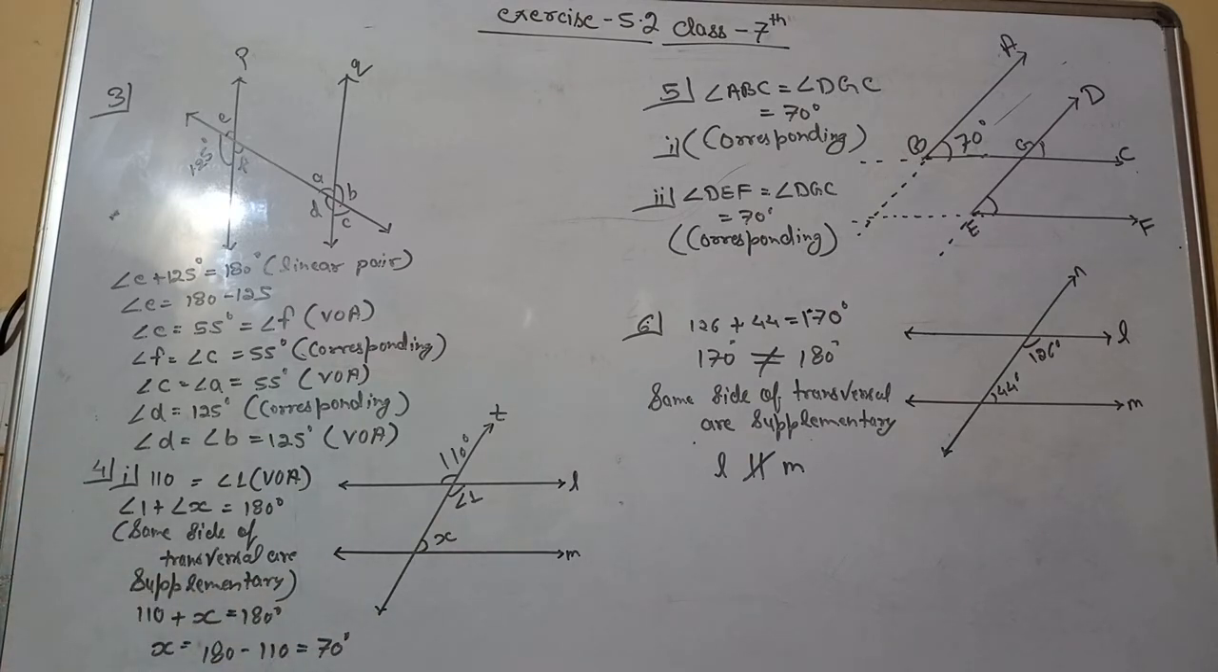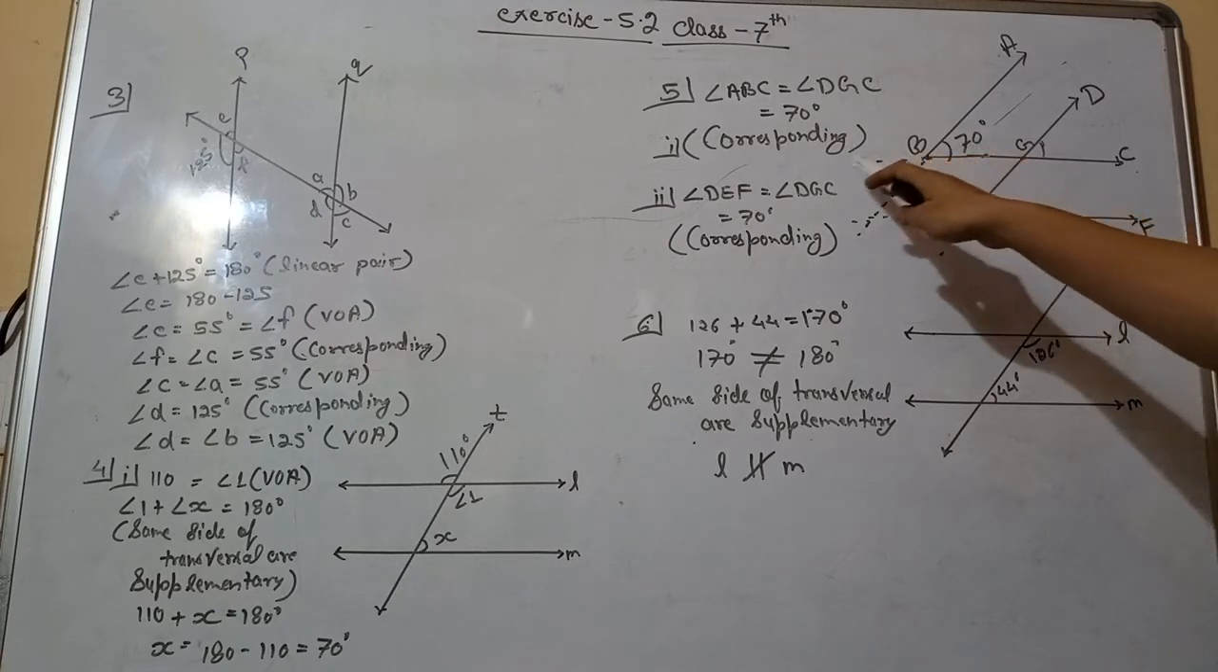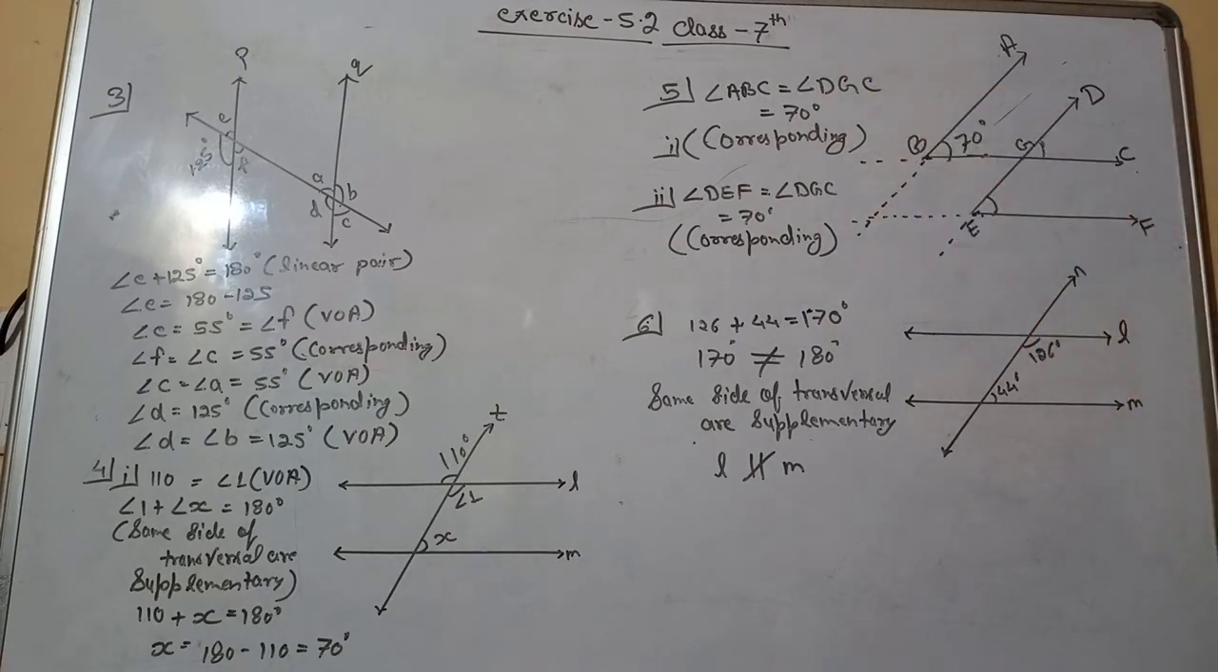Now let us move towards question number 5. In the given figure, the value of ABC is given as 70 degrees. We have to find DGC and DEF. See here, by the dotted line I have extended the line which was already drawn. So these can be seen as two parallel lines, C and F, and these are the two transversals, A and D.